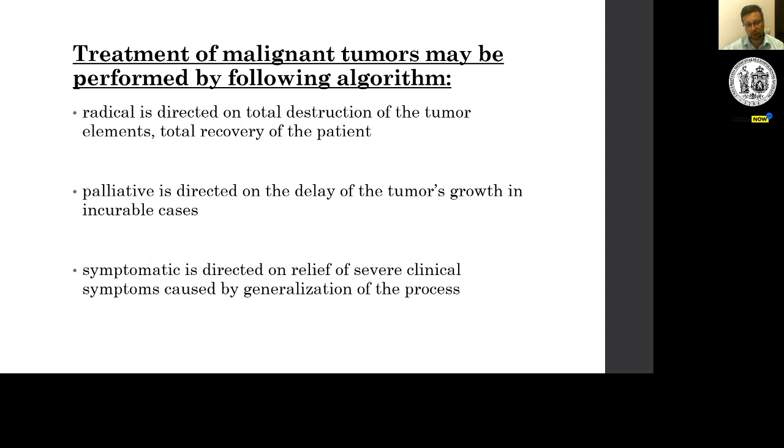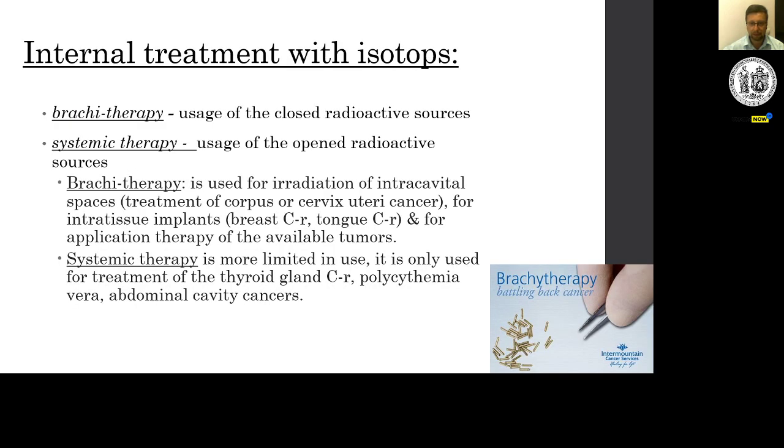So the second type of treatment is palliative, which is directed at delaying tumor growth in incurable cases. And the last, third type of treatment of malignant tumors is symptomatic, which is directed at relief of severe clinical symptoms caused by generalization of the process, like bleeding, pain, and so on.